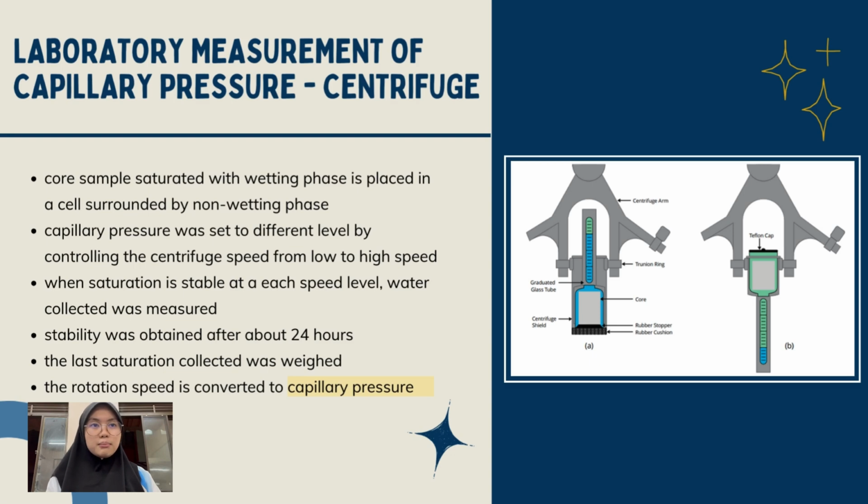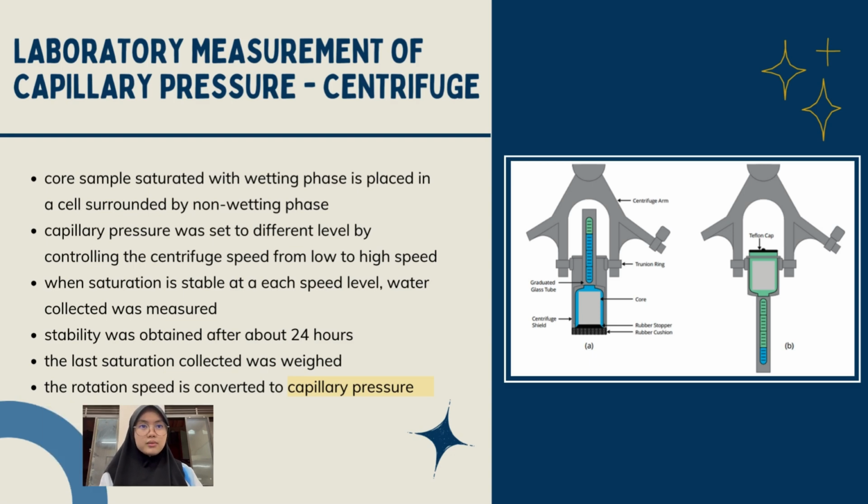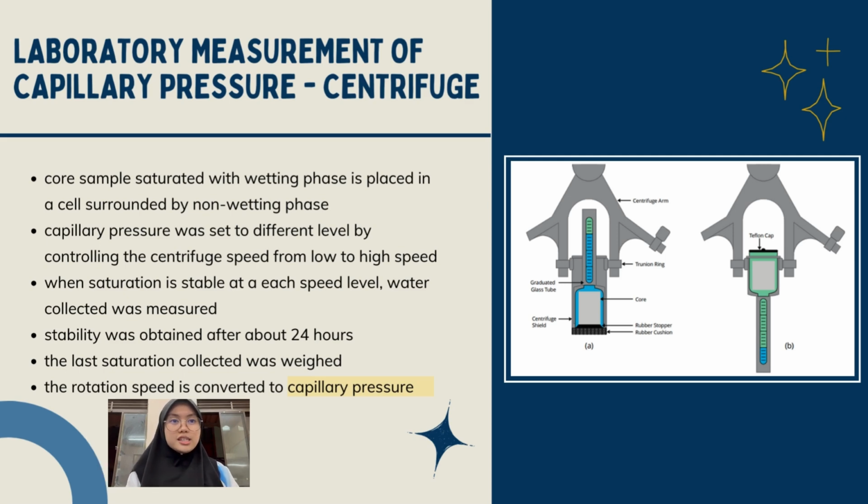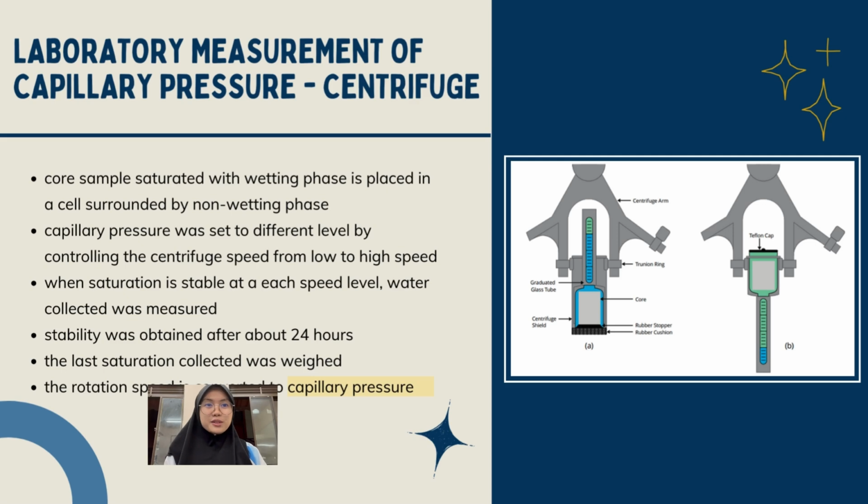Centrifuge is one of the lab measurements of capillary pressure. The core sample is saturated with a wetting phase and is placed in a cell surrounded with non-wetting phase. Then, the capillary pressure is set to different levels by controlling the centrifuge speed from low to high. When the saturation is stable at each speed level, the water collected is measured, and stability will be obtained in up to 24 hours. The last saturation is collected and weighed, and the rotation speed is converted to capillary pressure.